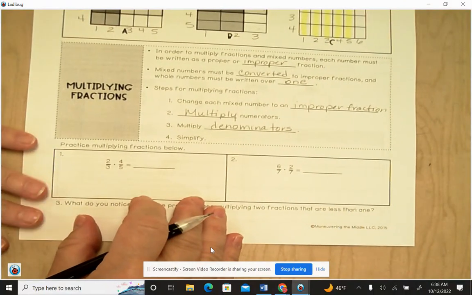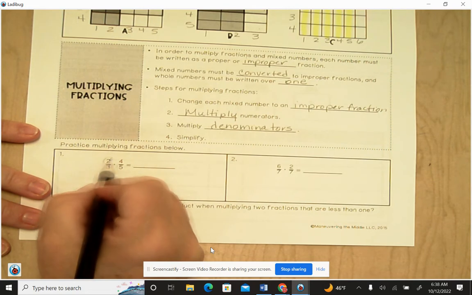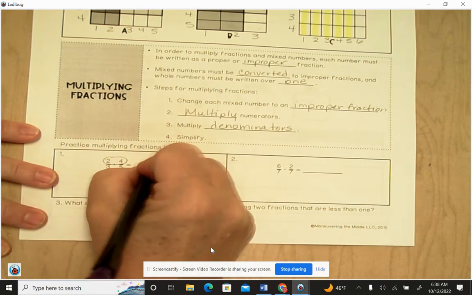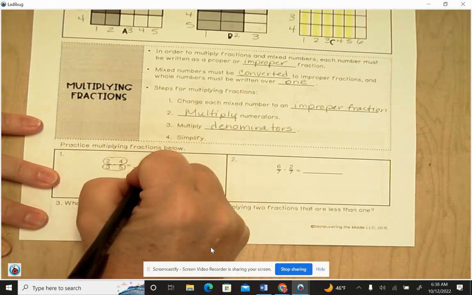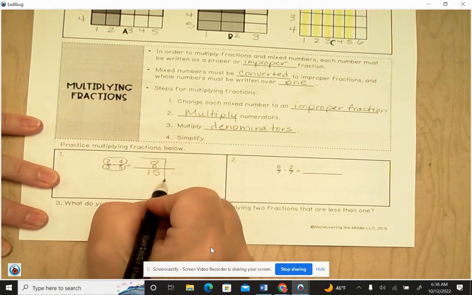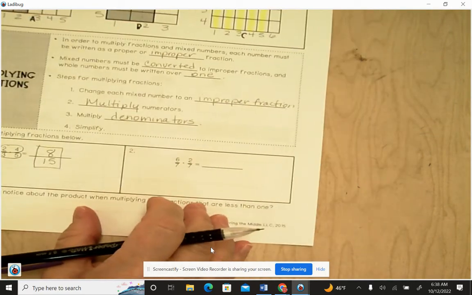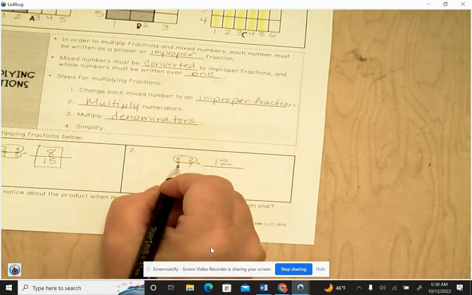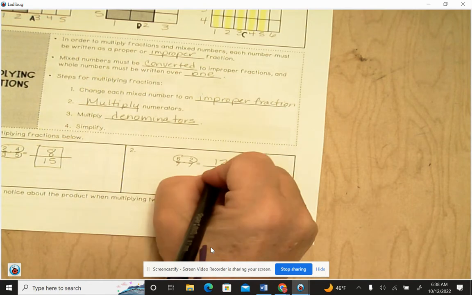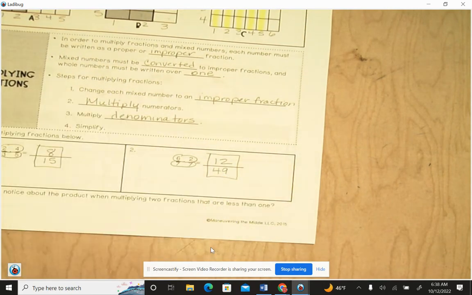So down here in example 1, we've got 2/3 times 4/5. So we multiply the 2 times the 4 and we get 8. And we multiply the 3 and the 5 and we get 15. So that answers 8/15. Over here we have 6 and 2. So 6 times 2 is 12. 7 times 7 is 49. And that's as low as that'll go. So 12/49.